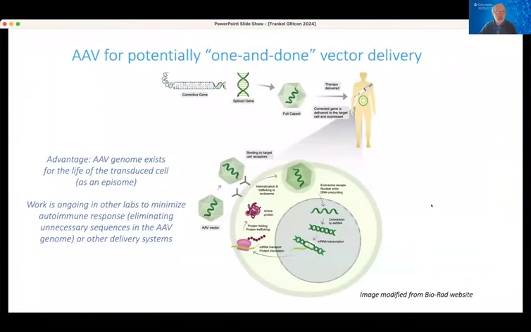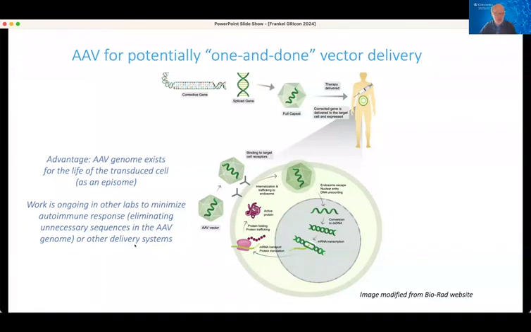And again, Amy discussed AAV. It's potentially a one and done kind of therapy because the genome exists for the life of the transduced cell. So once a neuron gets this AAV, as long as the neuron is alive, the AAV produces its therapy vector. Yes, there are issues with autoimmune responses and other bad things that happen.